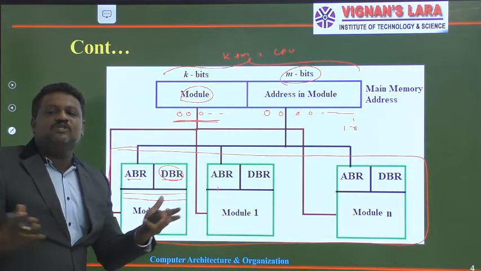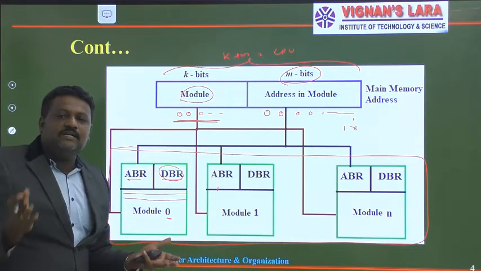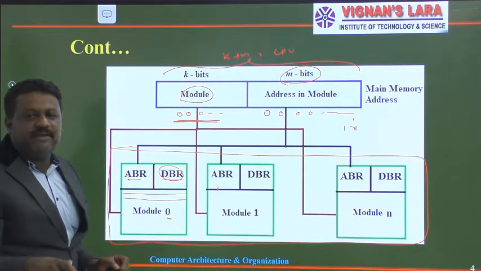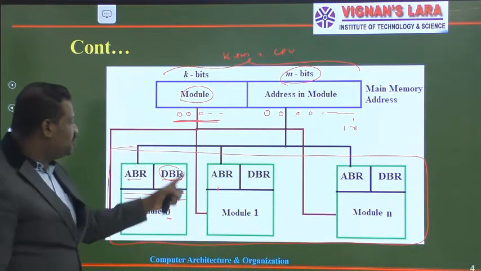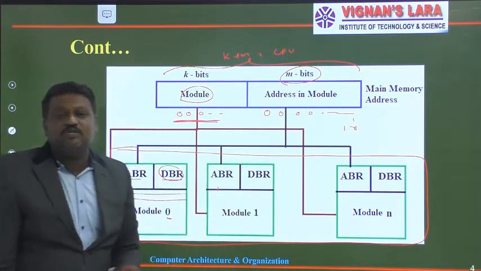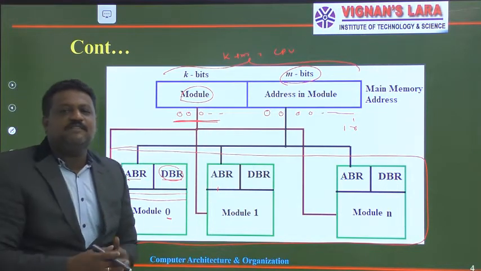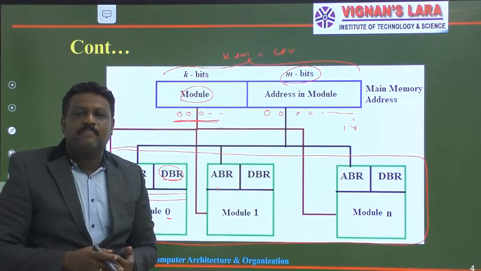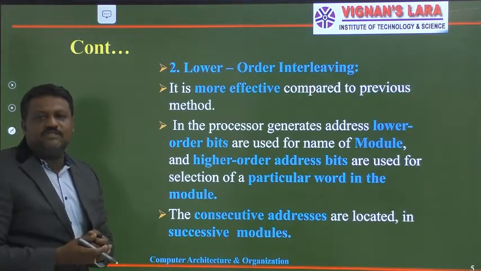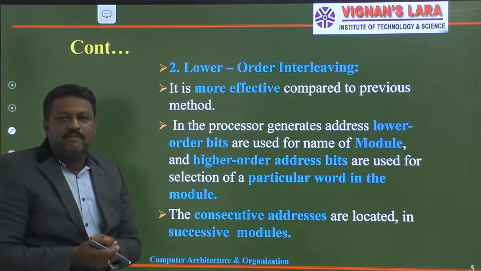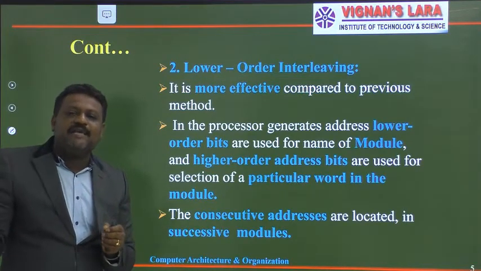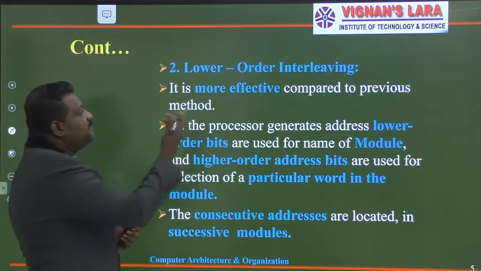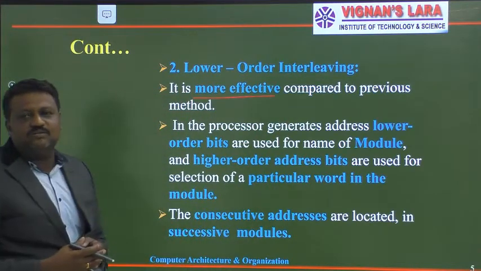If I want to access continuous words from a memory, those continuous words belong to only one particular module. That means at any instant of time, out of n number of modules, only one module is active and the remaining n minus 1 modules are not active. This is the problem with the first method, that is higher order bits memory interleaving. To overcome this, I shifted to the second one, that is lower order interleaving. What we did for higher order interleaving, exactly the opposite we do in lower order interleaving. And here we clearly say that this particular method is more effective compared to the previous one.